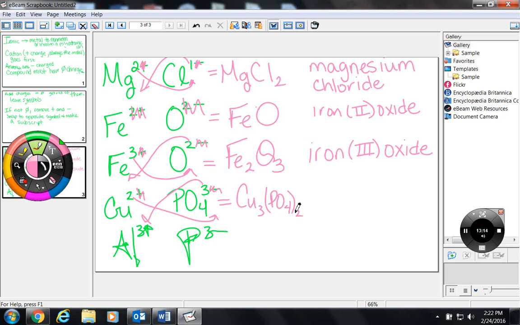Hold on. Copper. Copper. What's the charge? 2. 2. What's PO4? No. Phosphate. Okay. Is that all in oxygen? PO4 is phosphate. It's on here.